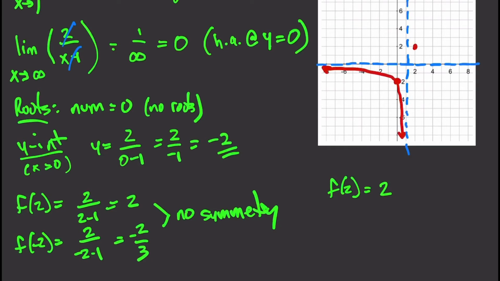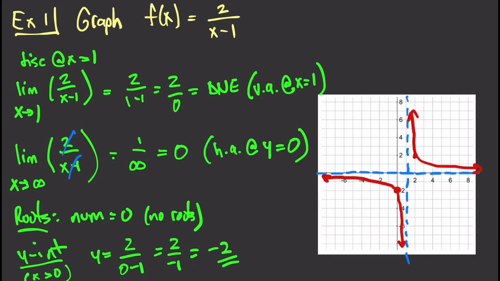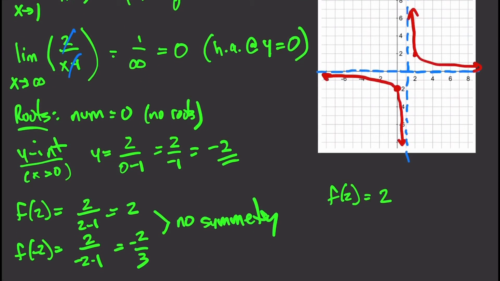Once again, this piece is going to be easy to sketch because I know that's an asymptote, I know that's an asymptote, and it's got to go through here. So I'm looking at something that looks like that. All right, so let's sketch that in. And there we go. We've graphed this rational expression, and I've shown all the steps here.